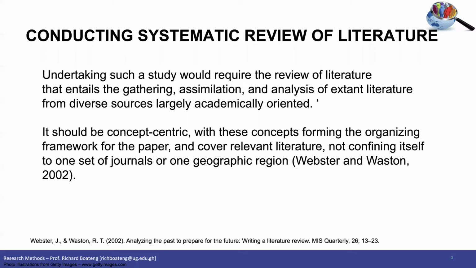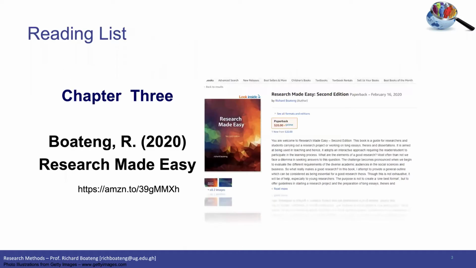Now, every good systematic review should be concept-centric. That means I should start from a topic or phenomenon of study. And we use that concept and other related concepts to form the organizing framework of the review paper that you're writing, and also to pull out the relevant literature. And then also making sure that we cover a diversity of journals and a diversity of geographic locations so that we can triangulate and tell you what is known and what's not known. So a systematic review helps us to establish what is known and what is not known.